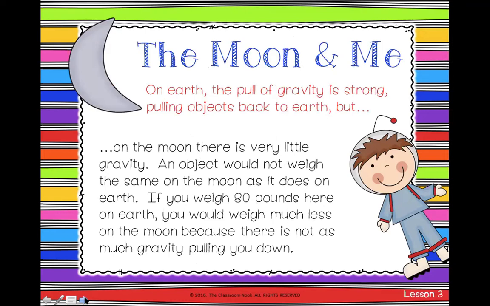But on the moon, there's very little gravity. An object would not weigh the same on the moon as it does on the Earth, which we just talked about. If you weighed 80 pounds here on Earth, you would weigh much less on the moon because there's not as much gravity pulling you down. And that makes sense. But of course, your mass would be the same. The amount of stuff that makes you up would be the same, but your weight would be different based on the amount of gravity pulling you down.